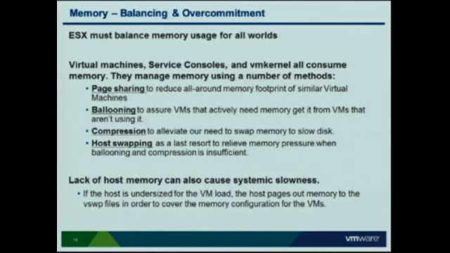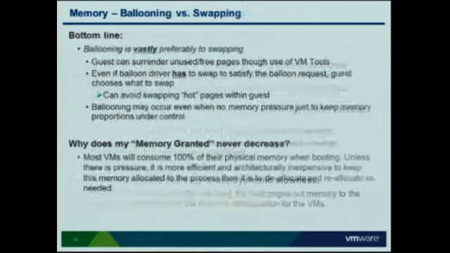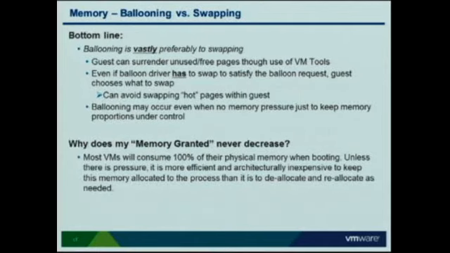And as I said before, again, lack of host memory or lack of VM memory can cause systemic slowness. So just be aware of that. So the bottom line here, obviously, one of the things I've heard is, well, ballooning is a bad thing. We don't want to balloon. If I see ballooning, that's a bad thing. Well, not really. Ballooning is vastly preferable to swapping.